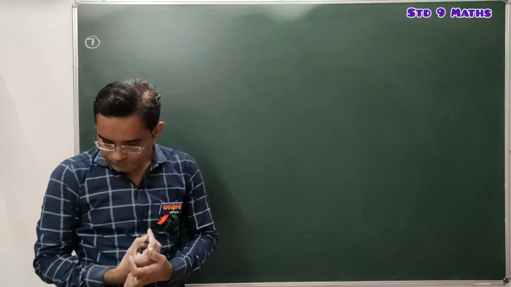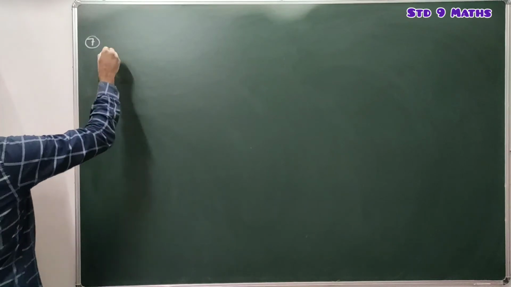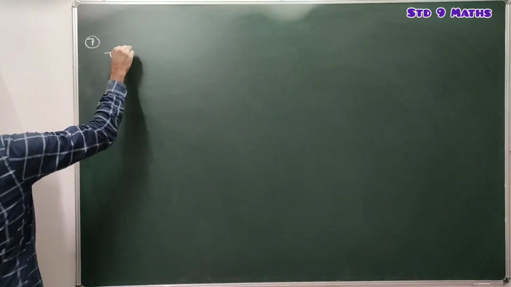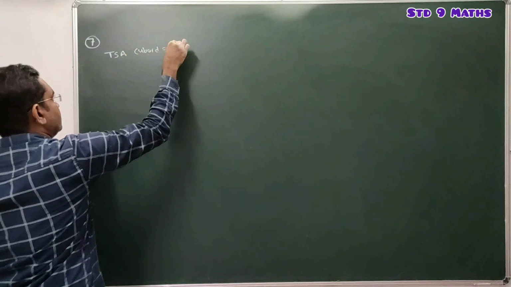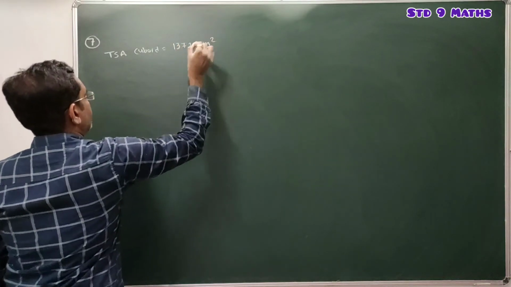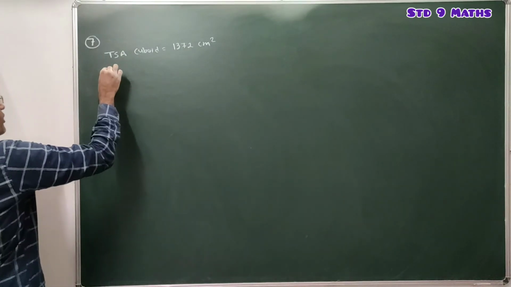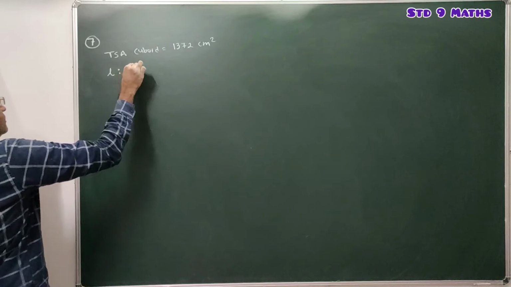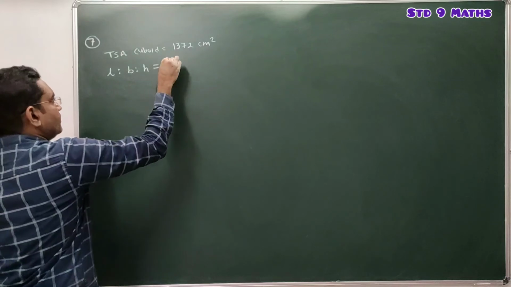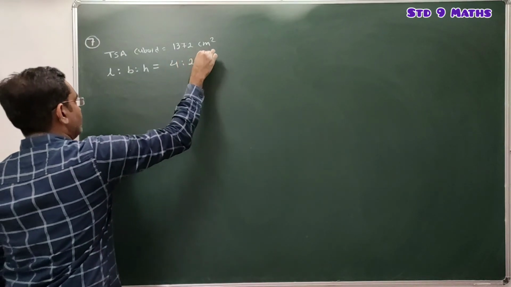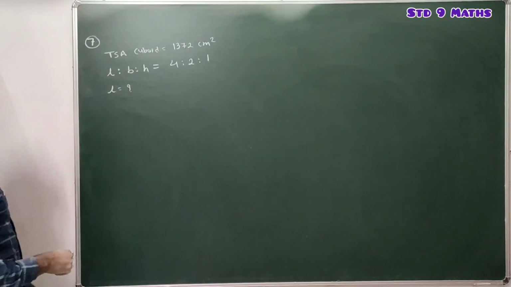So here the surface area of the cuboid is 1372 centimeter square. That is the total surface area of the cuboid, 1372 centimeter square. Now the dimensions are in the ratio. Dimensions of a cuboid are nothing but the length, breadth and height. These length, breadth and height are in the ratio 4:2:1. Find the value of its length is the question.